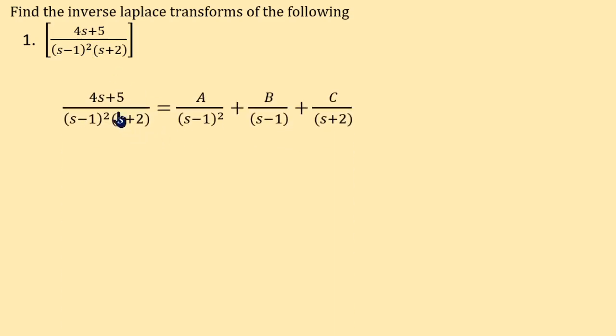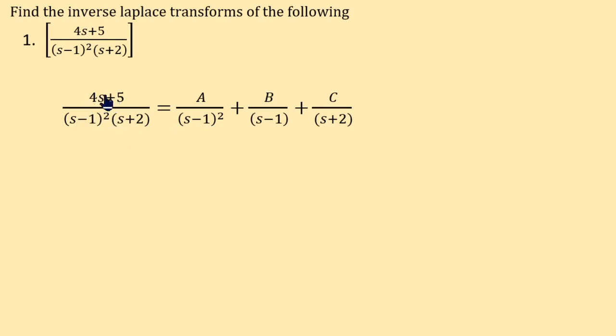Now assume that 4s plus 5 by s minus 1 whole square into s plus 2 is equal to a by s minus 1 whole square plus b by s minus 1 plus c by s plus 2. Now to find a, b, c. See this, the denominator of a is s minus 1 whole square. So close this in the left hand side, and the denominator of a becomes 0 when s is 1. Put s equal to 1 in the remaining terms.